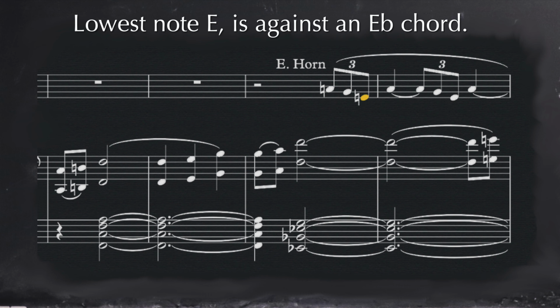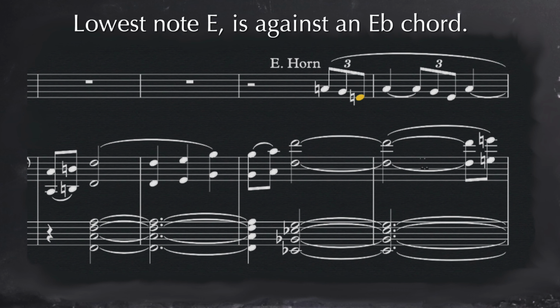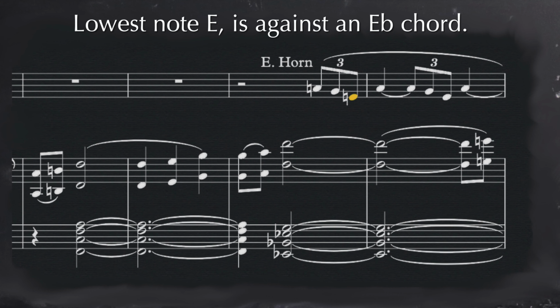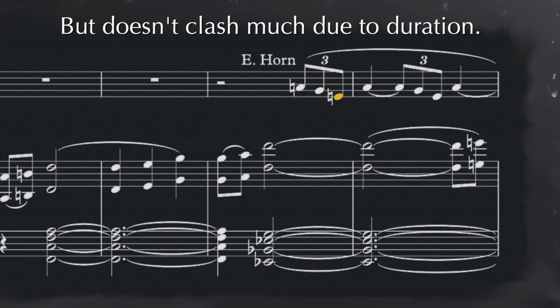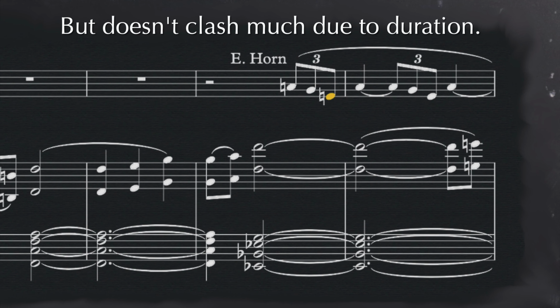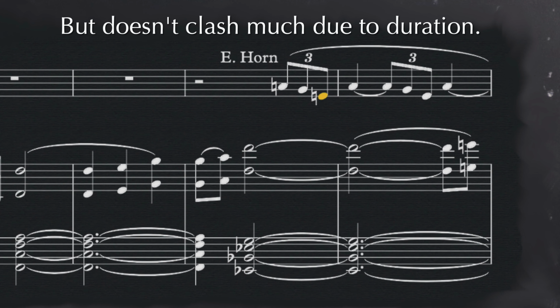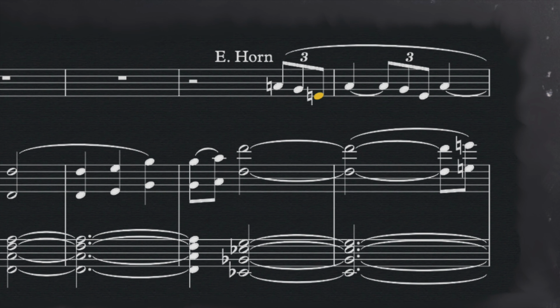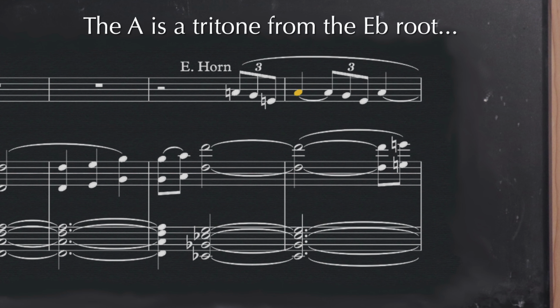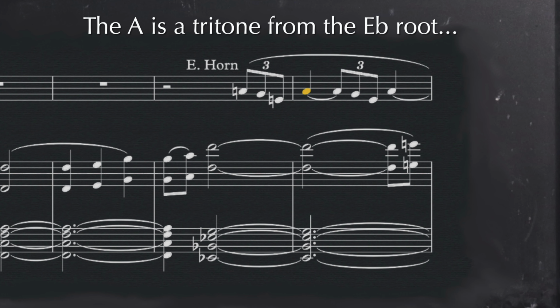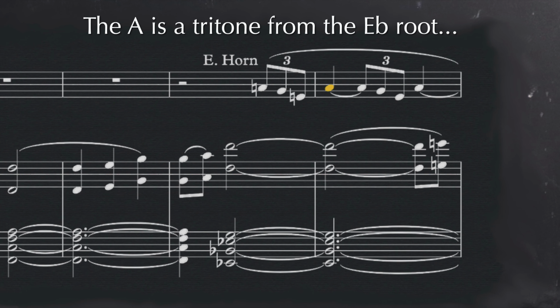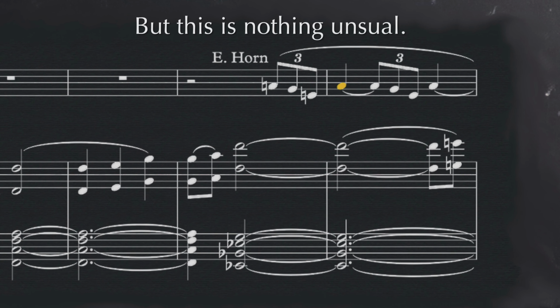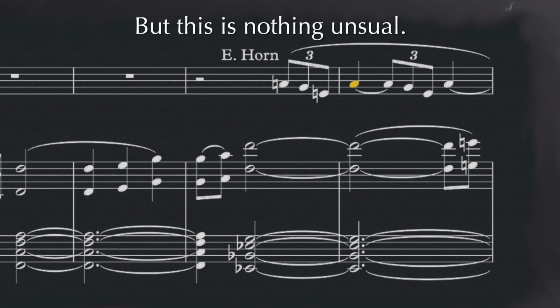The lowest note of the melody in the English horn is the E natural, which clashes against the E flat major chord, but you don't really notice it because it's only heard for a split second with the 8th note. It's not sustained for a long duration. The A natural in the next part of the melody also creates a tritone dissonance against the low E flat of the chord, but this kind of dissonance is nothing unusual in modern music.